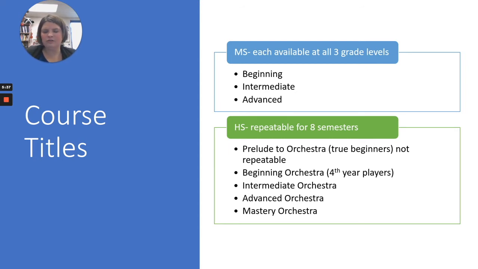Intermediate orchestra are students that maybe are at the next level, then advanced, and then mastery. So you can kind of see how that layout would go in order. Now, you can repeat a class for credit.